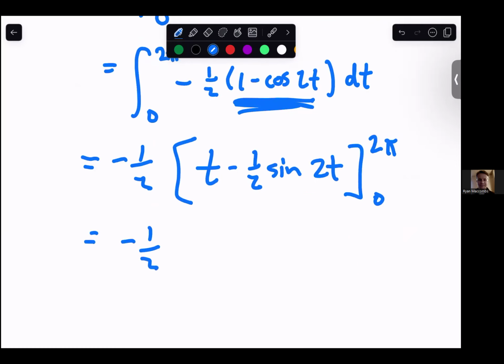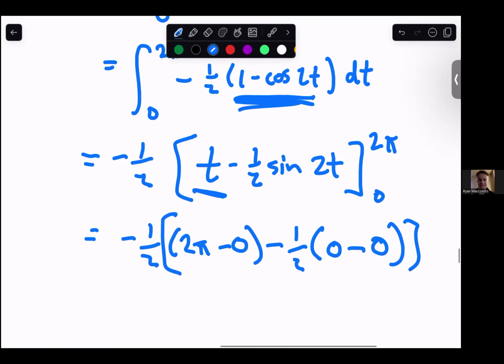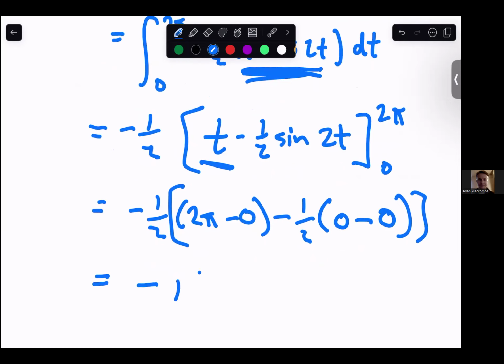So now let's go ahead and plug in. For t, if I was to plug in 2 pi and 0, subtract, we'd get something like this. And we also have our minus 1/2. And sine of 4 pi is going to be 0. And sine of 0 is going to be 0. So actually this part is just 0. So my final answer at the end of the day is negative pi.